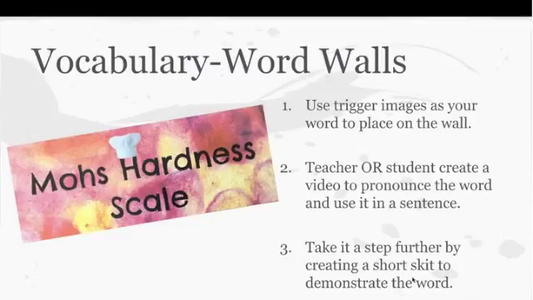I talked a little bit about my vocabulary word wall. You use the trigger image. This is a trigger image, this one right here, Mohs hardness scale. I used ChatterPix again to create a video with a definition and a little bit more information that I wanted the kids to have. So if you scan somewhere around the chef hat on the H, it should trigger the definition for you. One thing I do want to mention, the creation of this is really very simple, and it takes no time at all.